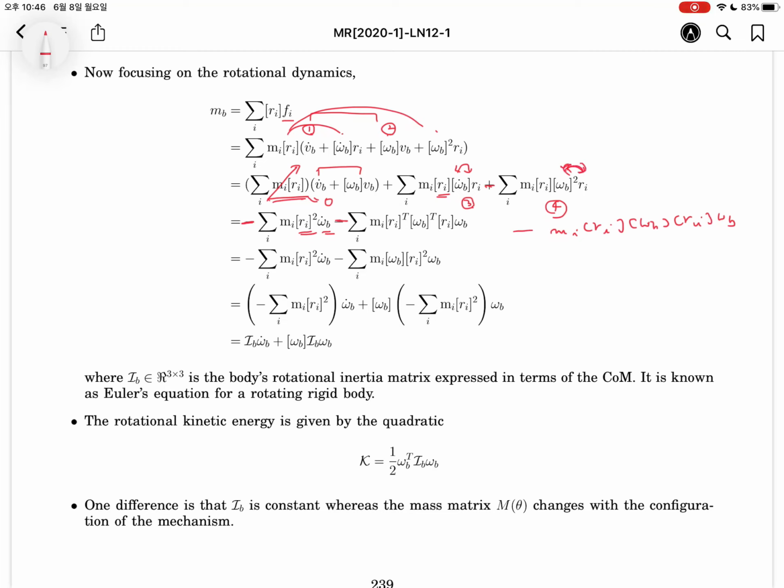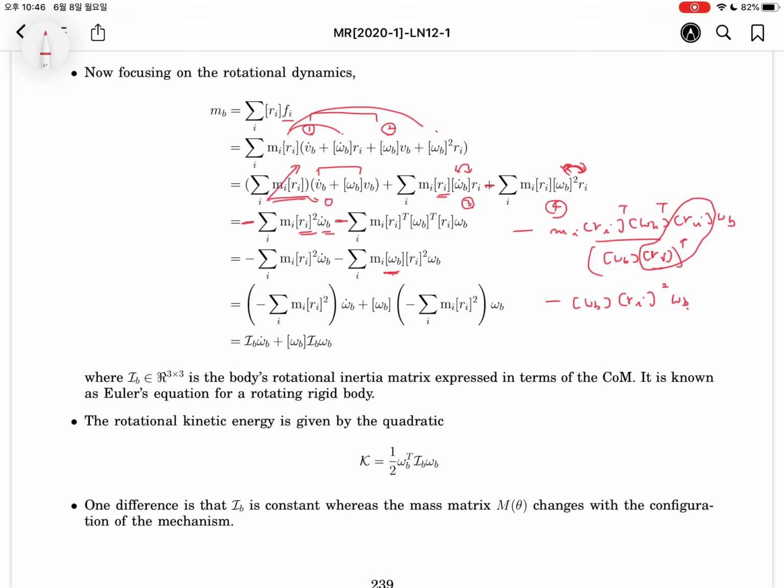Both are exchanged. Okay, one more transpose can be chosen, and then these two matrices can be exchangeable, Ri and the transpose. So these two parts can be combined with each other. So minus omega b cross Ri square omega b. Okay, it can be written here.